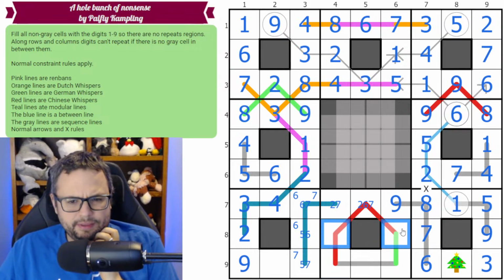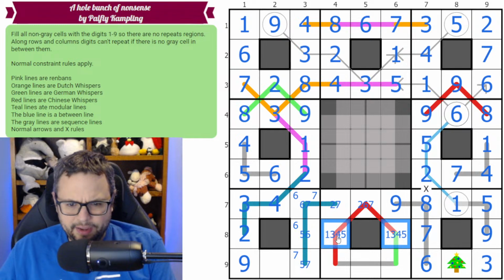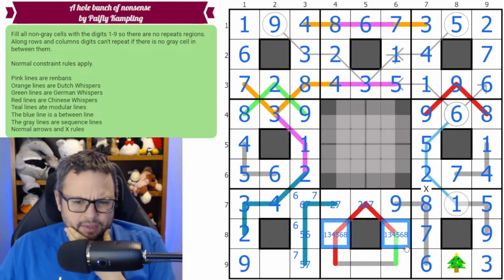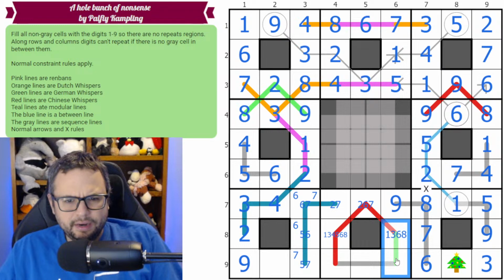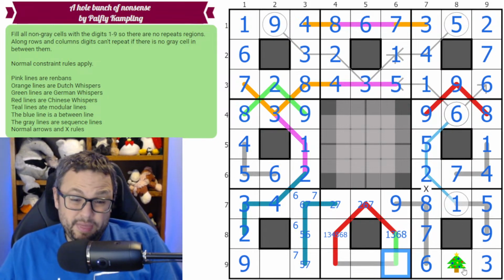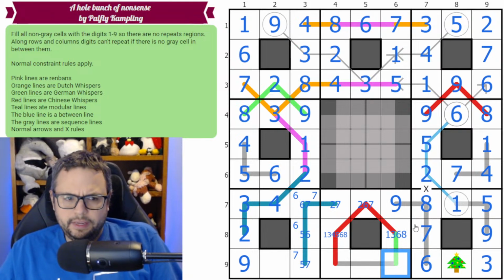Let's see. Maybe I should just write out what these can be. 1, 2, 3, 4, 5, 6, 7, 8, 9. Well, this one's certainly not 5. It's not 4 either because it's on the Whisper line. 6 would go with 1. 3 would go with 8. Let's see.